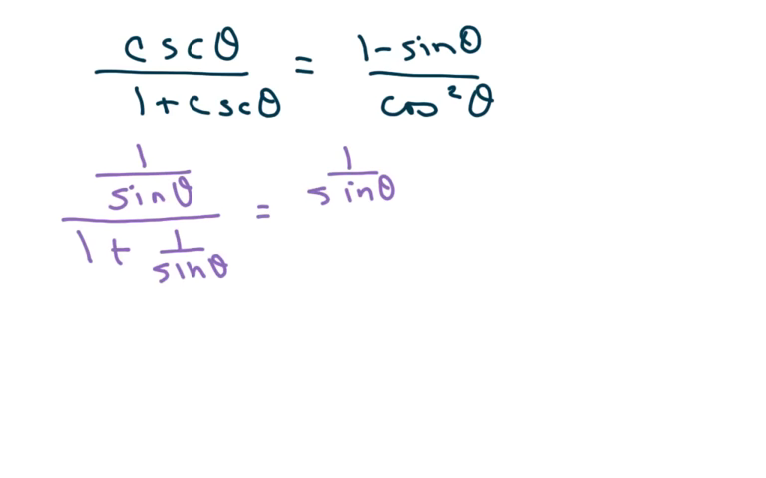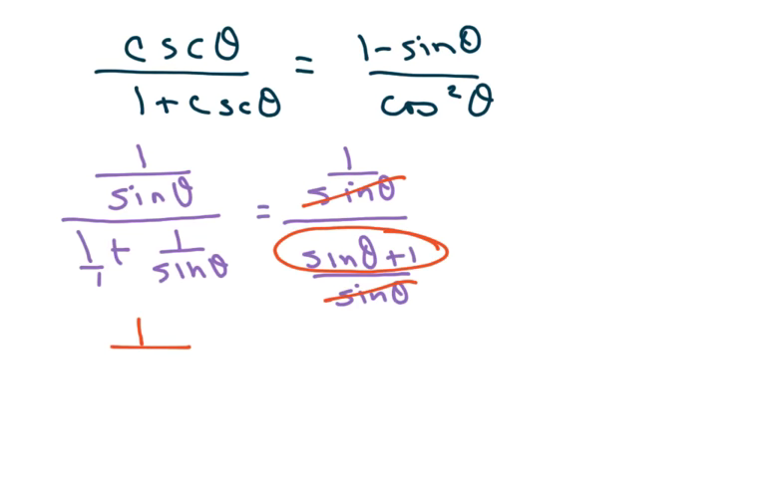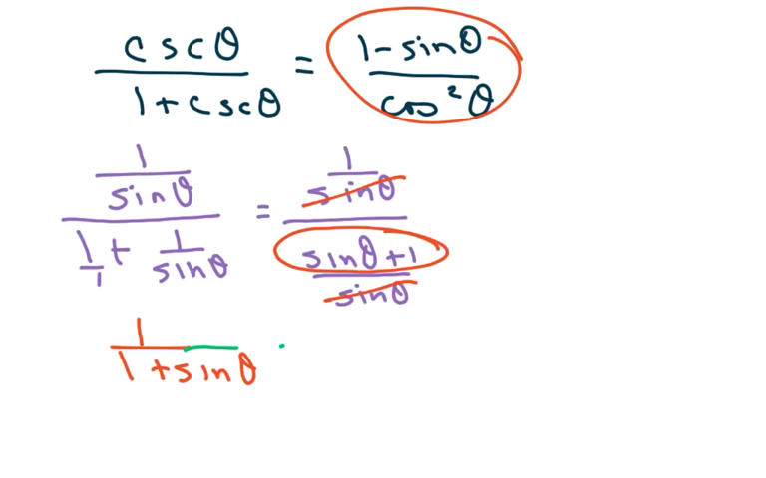Now, for my denominator, I'm going to write this as sine of theta and cross, and you're going to get sine of theta plus 1. What happens here is these can cancel, and you have 1 over, and I'm going to rearrange this. It's 1 plus sine of theta. Now, this is supposed to equal this, and it doesn't look like that, so I'm going to force it to look like that by multiplying the numerator by 1 minus sine of theta. And if I multiply the numerator by 1 minus sine of theta, I'm also going to multiply the denominator by 1 minus sine of theta.